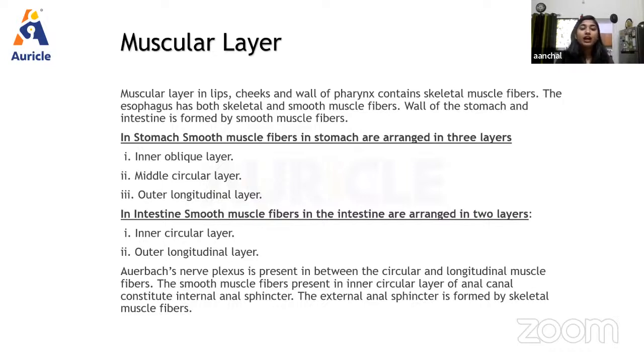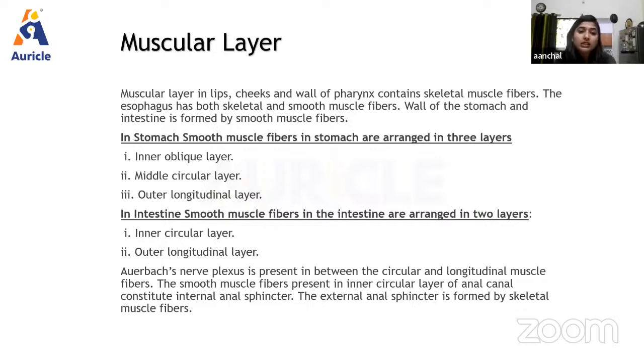Then next we have, you can see the Auerbach's plexus or the Meissner's plexus present in the submucous layer. Then next we have the outermost, the serous or fibrous layer, the serosa, as you can see in the diagram. This is the outermost. So the outermost layer of the wall of the GI tract is either serous or fibrous in nature.